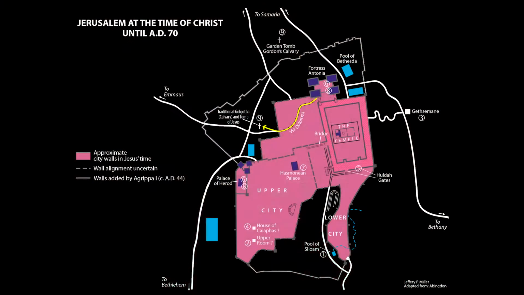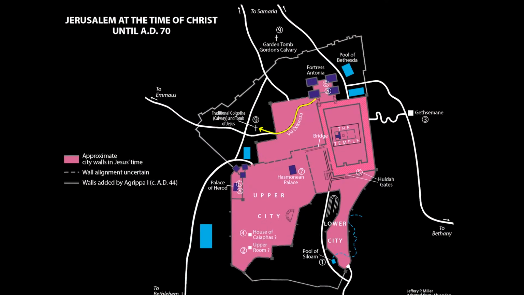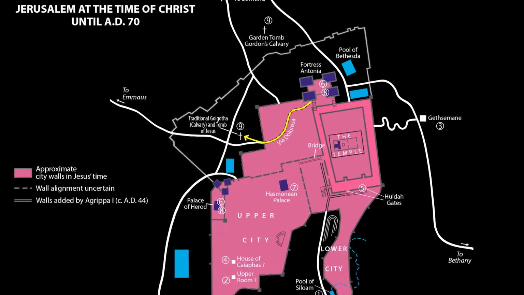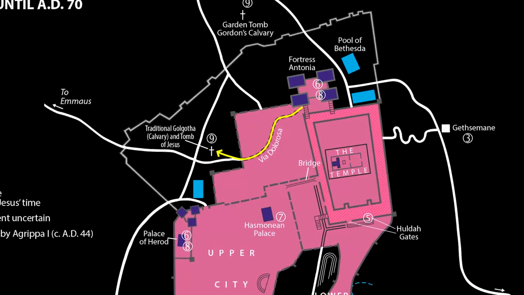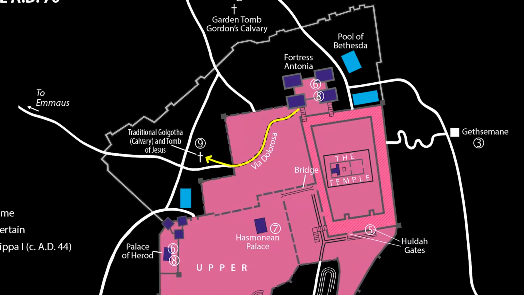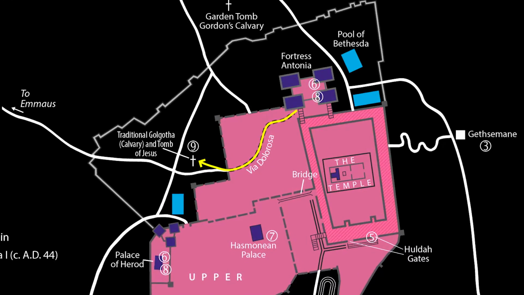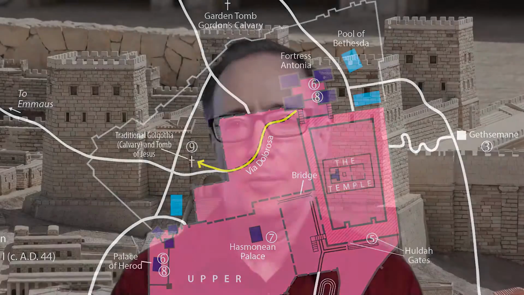After Pilate pronounced sentence on Jesus, he was led away to be crucified. And in this map, it shows Jesus being led down the traditional road called the Via Dolorosa to the site of Golgotha, which they have here in this map as the Church of the Holy Sepulchre. We'll talk about that in a little bit.